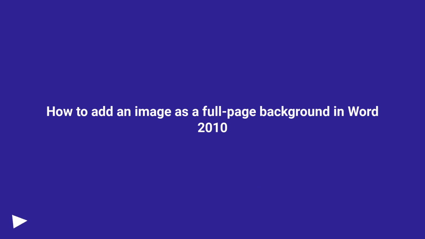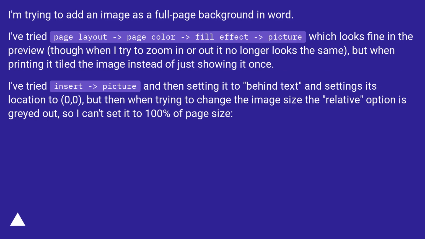How to add an image as a full-page background in Word 2010. I'm trying to add an image as a full-page background in Word.